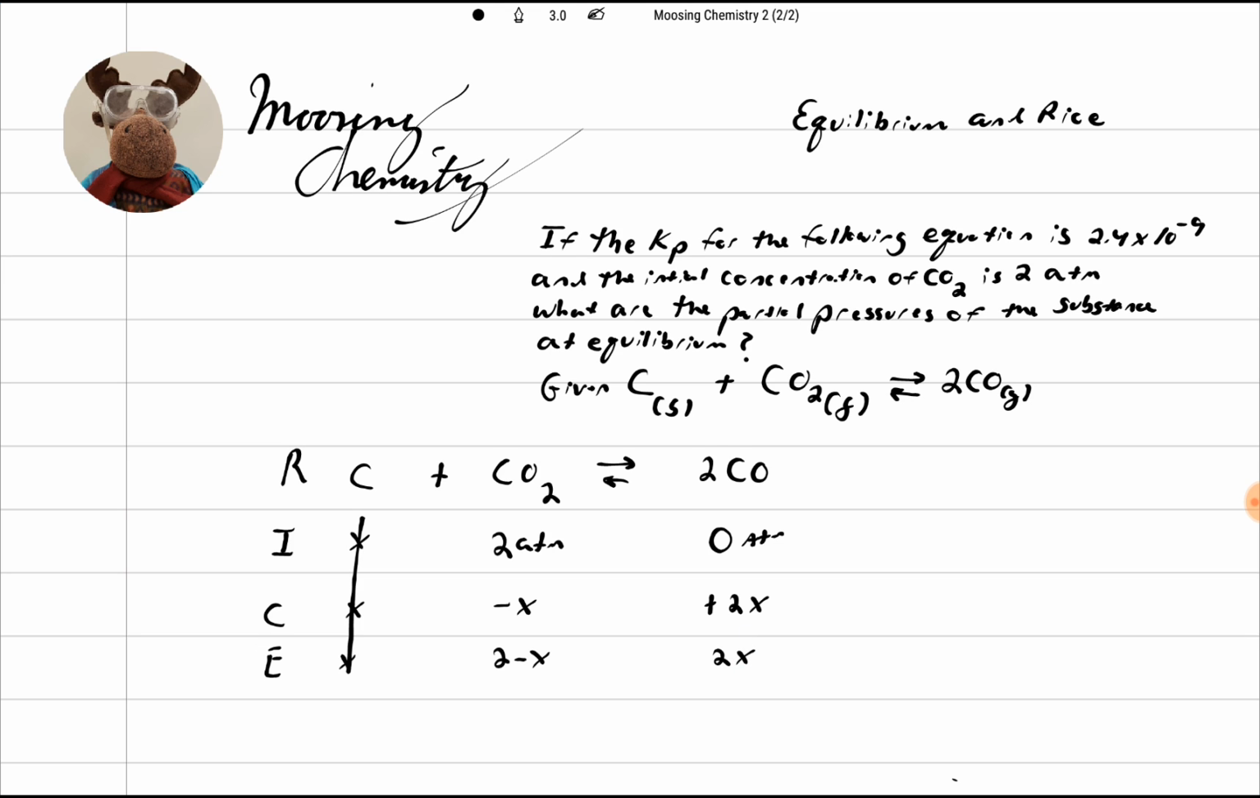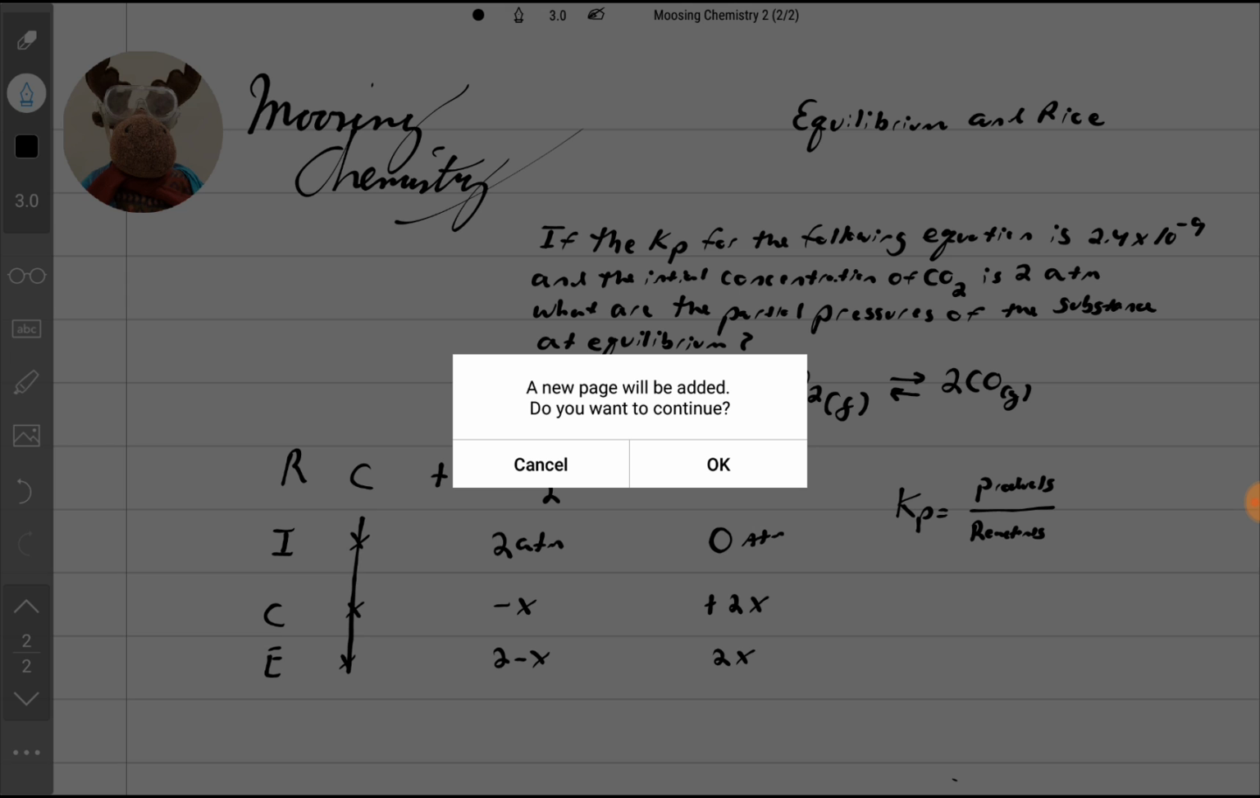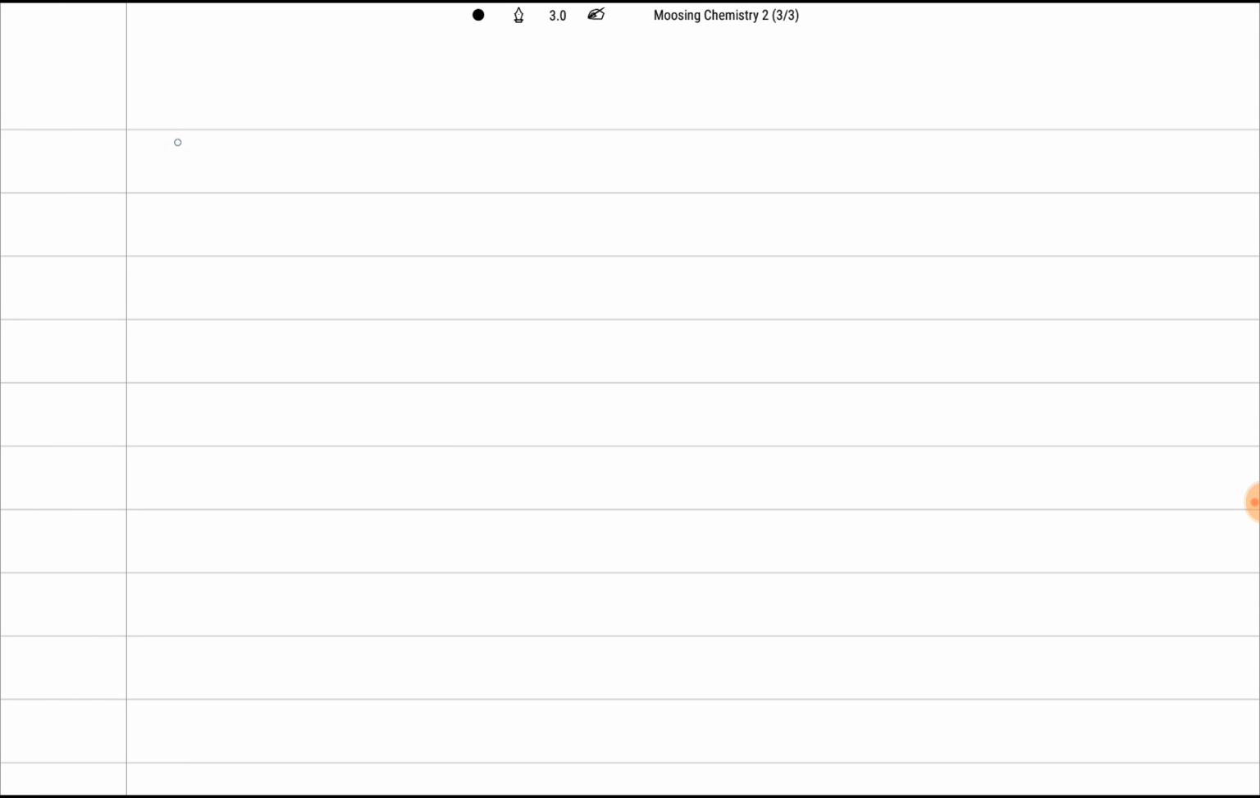Now, we need to remember that Kp is going to equal products over reactants, just like that. Okay, so let's go ahead and get this started. We're going to need to get some more space. We're going to go to the second page here. And so here we go. So now, remember, we'll put our RICE table back up here again. R, I, C, and E.